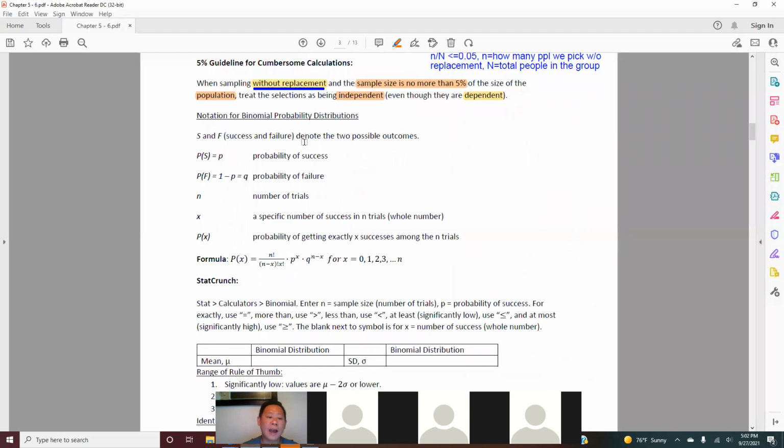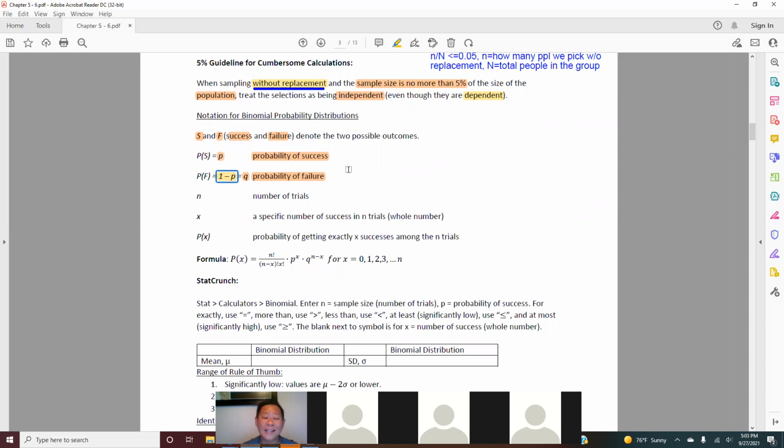The first notation we have is the S and the F. When you use capital S and capital F, it stands for success and failure. We also use letter P. P in this case is the probability of success. We call it P of S, but we don't use that, we use P. And we also know Q. Q is the probability of failure. And how do you find Q? It is 1 minus P, which is what we call the complement.